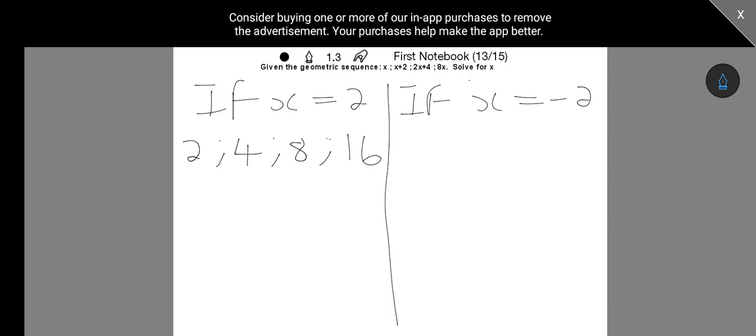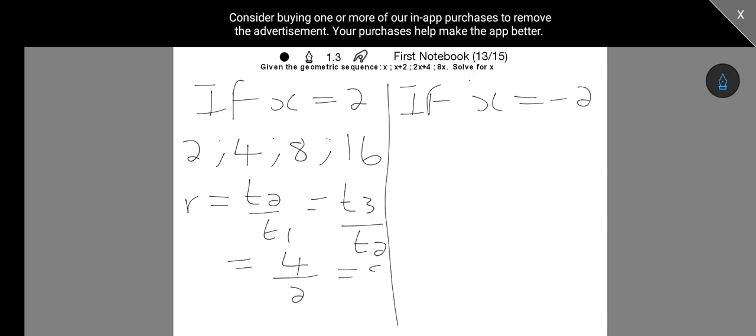Now, let's see. R is equal to T2 over T1, which is equal to T3 over T2. It's 4 over 2, the same as 8 over 4. Well, it turns out to be so. If you say 4 divided by 2, you will get 2. If you say 8 divided by 4, you will get 2. This means that x equal to 2 is the correct answer.